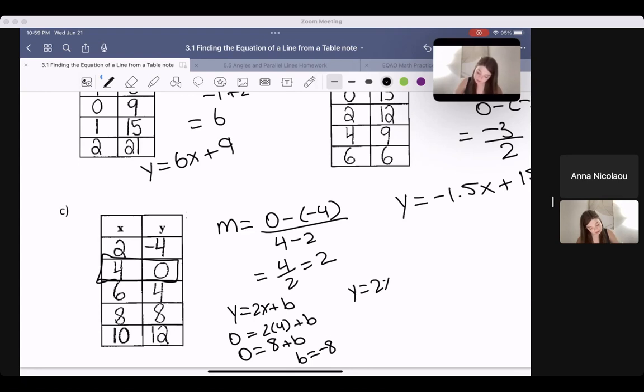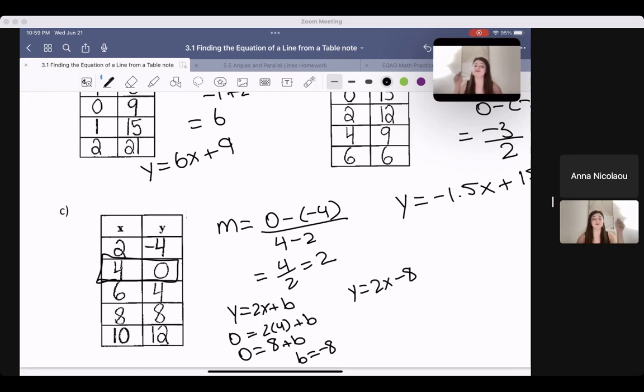So we get y equals 2x minus 8 as our equation. Now, let's say you don't want to use 0 for some reason. You can use any point, right? This is a great technique to use as long as you have a point and the slope. You're able to find the full equation. You're able to find the b value just from a point and the slope.